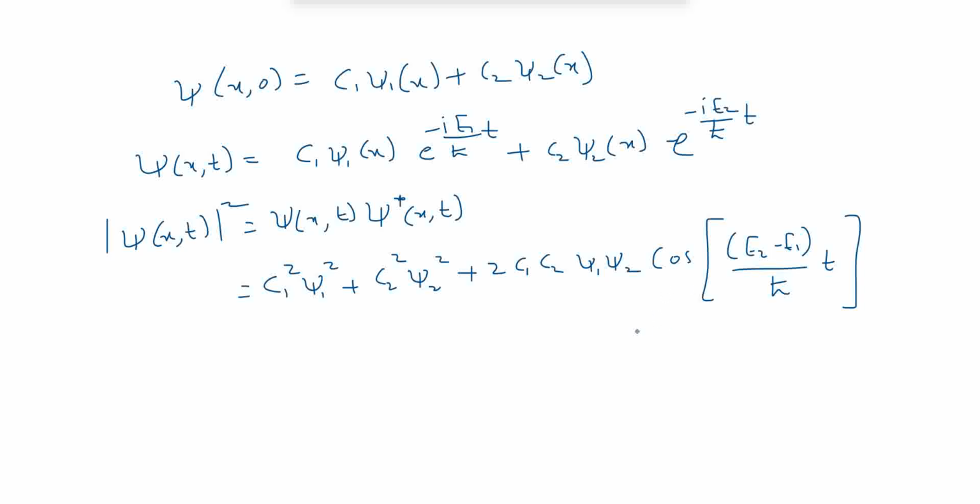So basically it is oscillating at angular frequency E2 minus E1 by h cross, which we may call omega. So this probability density function is oscillating. So this is not a stationary state. Why is it not a stationary state? Because the probability density function is varying with time when we do this linear combination.